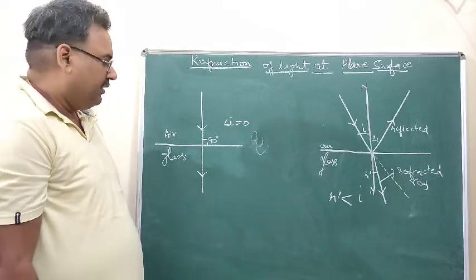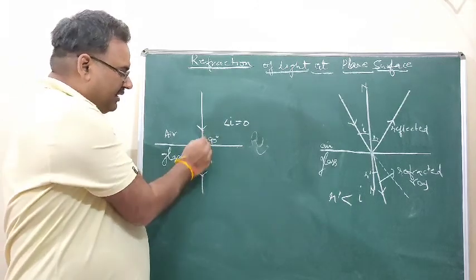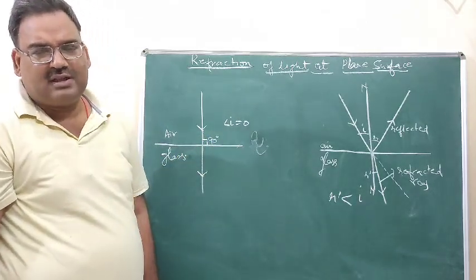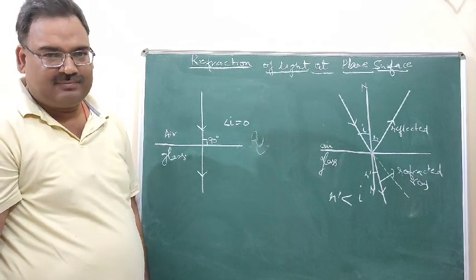Here, if you look, the ray is striking normally, the angle is 90 degrees, angle I equal to 0, therefore angle of reflection is 0.